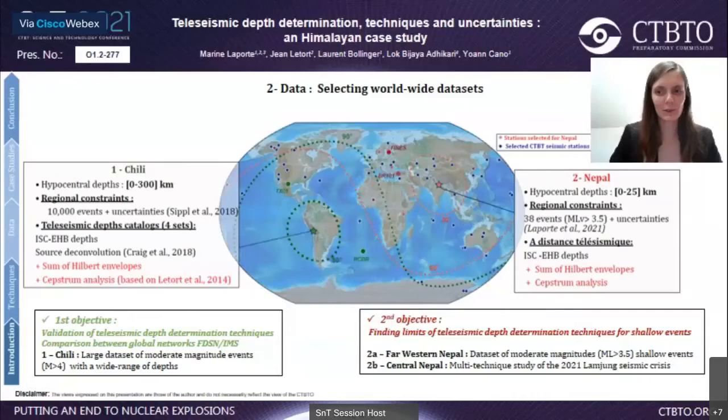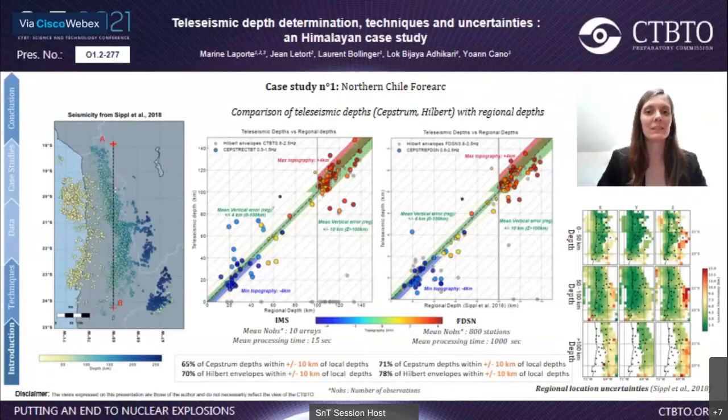In the case of Chile, 10,000 events have been located by another team at regional distance. Here, I present a comparison between Hilbert depth in gray and cepstrum depth, colored as a function of topography, with the regional depth for approximately 100 events. I also compare the results using only stations from the IMS on the left and stations from all open seismological networks on the right. Some of the data dispersion can be explained by vertical errors, which have been quantified on regional data, as you can see on the maps on the right.